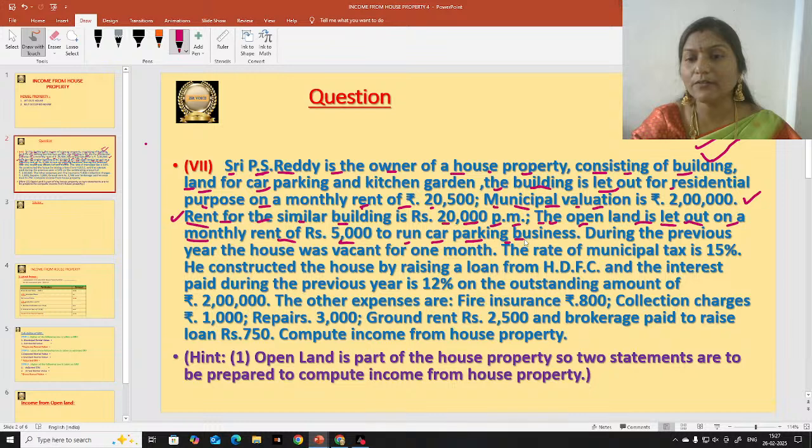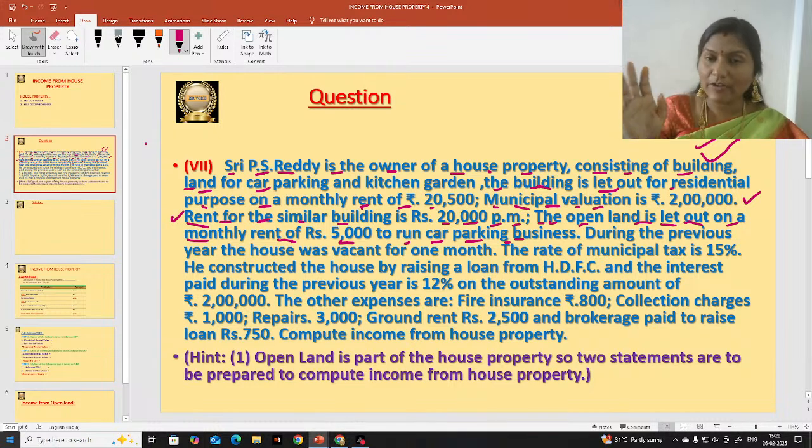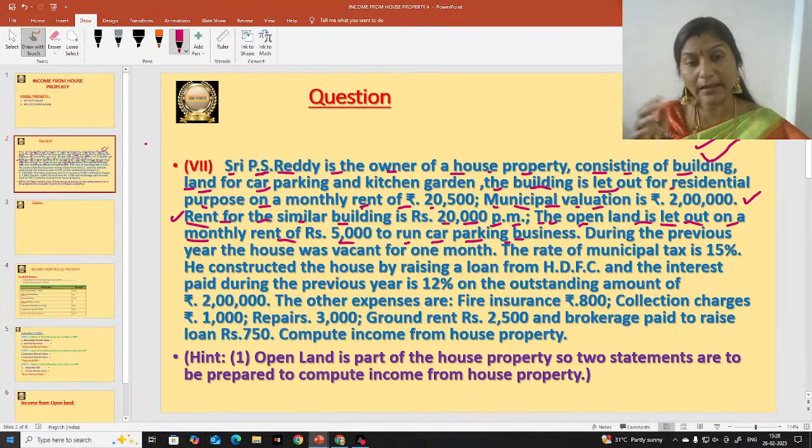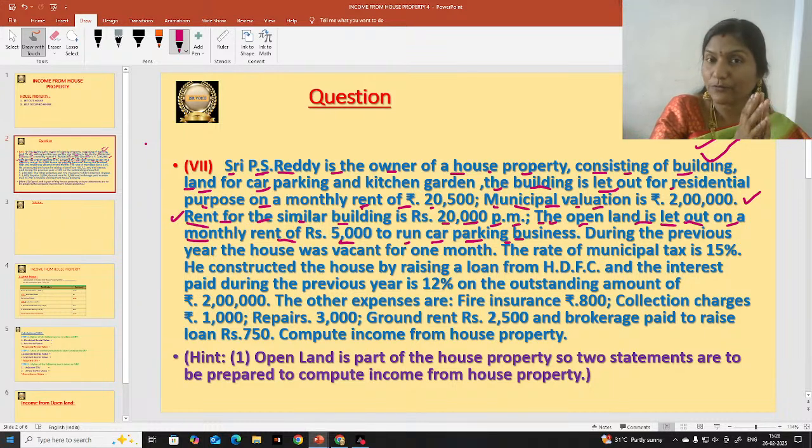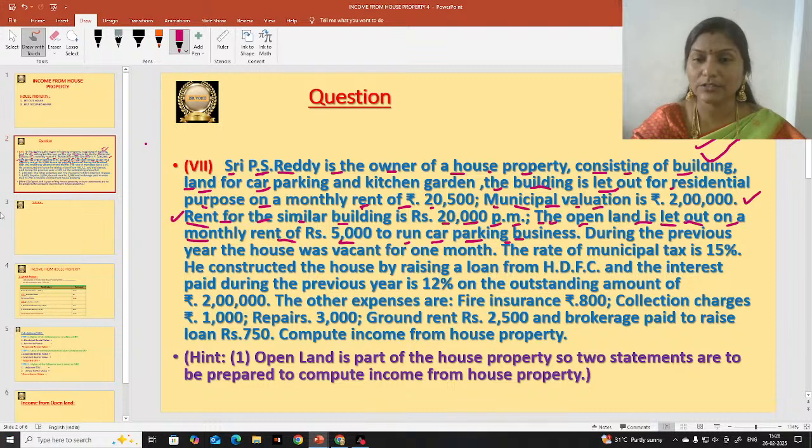To run what business? To run the car parking business. He is giving that open land also on rental basis for 5,000 rupees. Every month he is collecting 5,000 rupees from the tenant. So two are there. You have to observe, we have to do two statements here. One is for the building, we have to calculate income from house property from the building, as well as income from the open land. Two we should find out. So that open land rent is how much? 5,000. He is collecting 5,000, and that land is given on rental basis for running the car parking business.